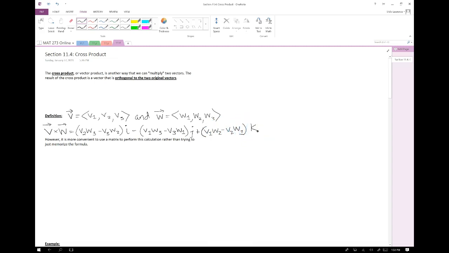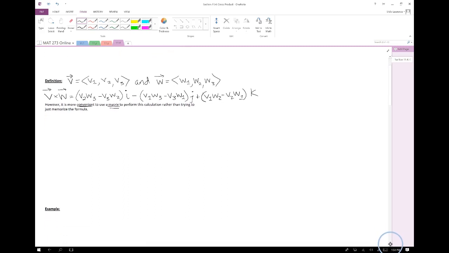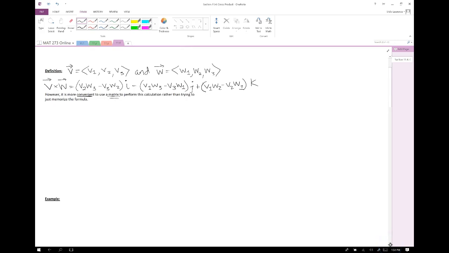So that is a really big, complicated formula. So in my opinion, it's much more convenient to use a matrix calculation to perform a cross product rather than having to memorize that formula. So if you remember from algebra class, at some point in time you learned about matrices, and you may have also learned how to calculate the determinant of a matrix. It is possible, though, that you never actually did 3x3 determinants by hand, which is what I'm going to show you here. And we're going to use something called cofactor expansion.